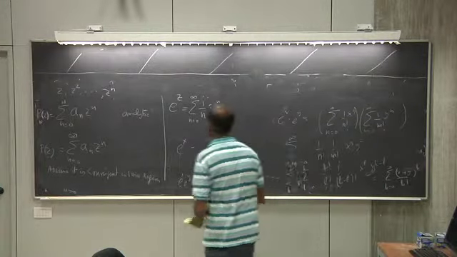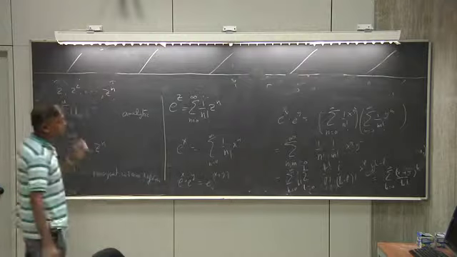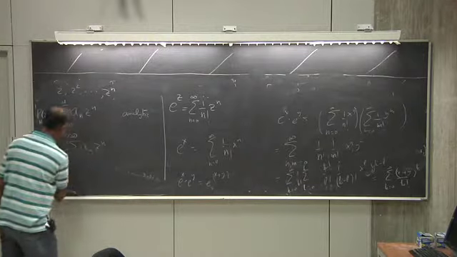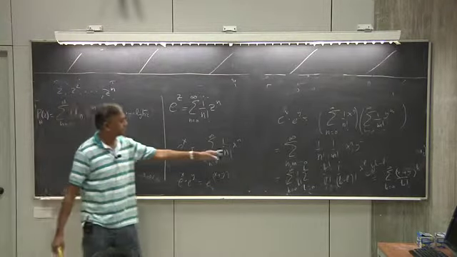Now, this is a power series. This is convergent, and the radius of convergence is infinite. This is convergent in the entire complex plane. This follows just from the real case.